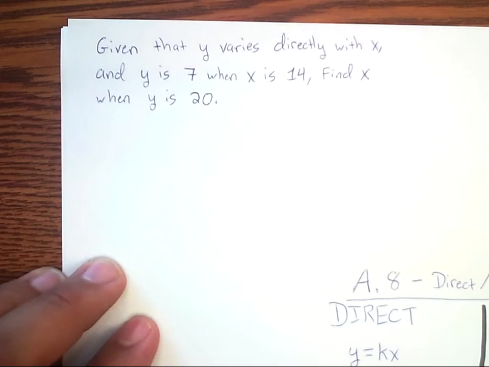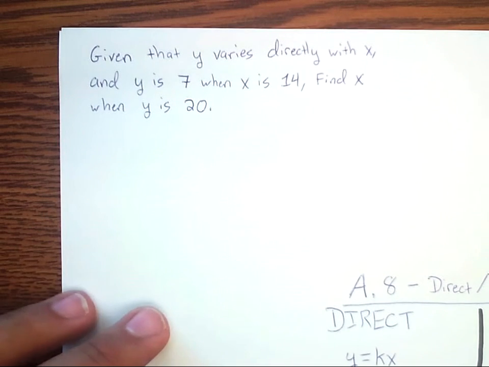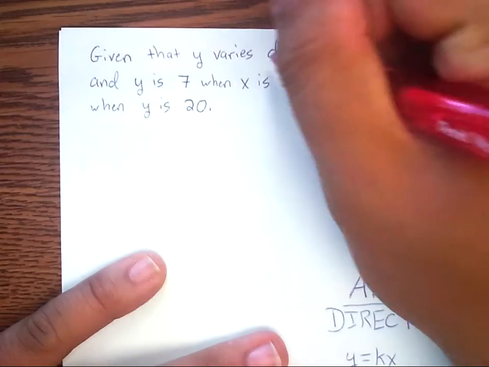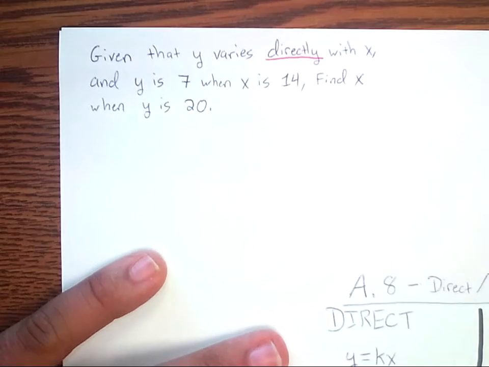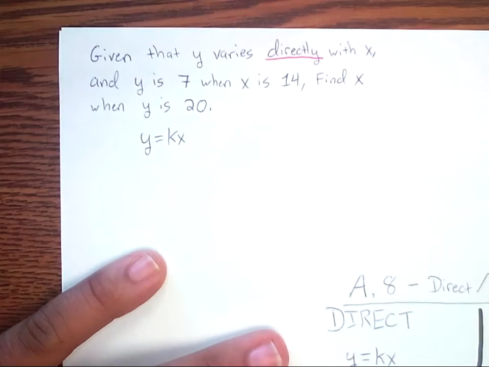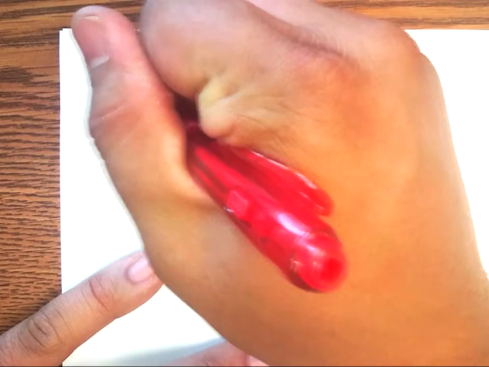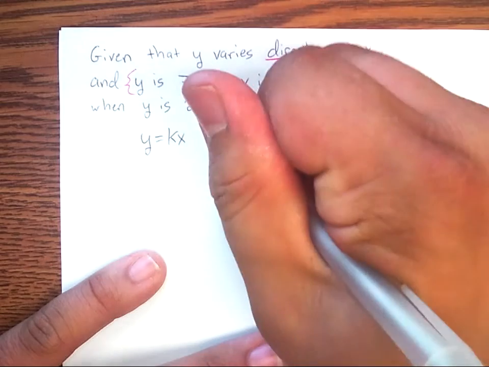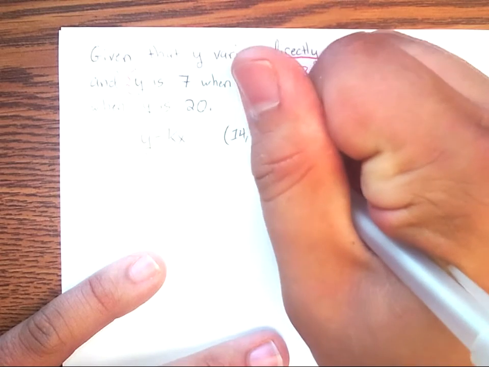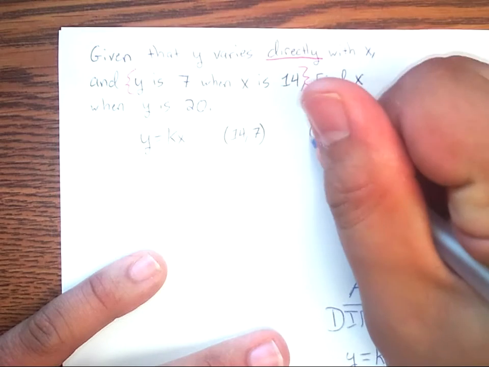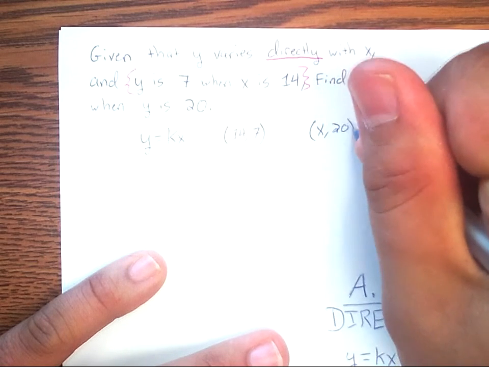So here's an example problem. Given that y varies directly with x, and y is 7 when x is 14, find x when y is 20. Alright, there's a lot going on. Let's back it up. Given that y varies directly, this means we're going to be working with y equals kx. They also gave us an ordered pair: when y is 7, x is 14. So we have the ordered pair 14, 7. Our goal is to find x when y is 20. We don't know what x is, but we know that y in this example will be 20.